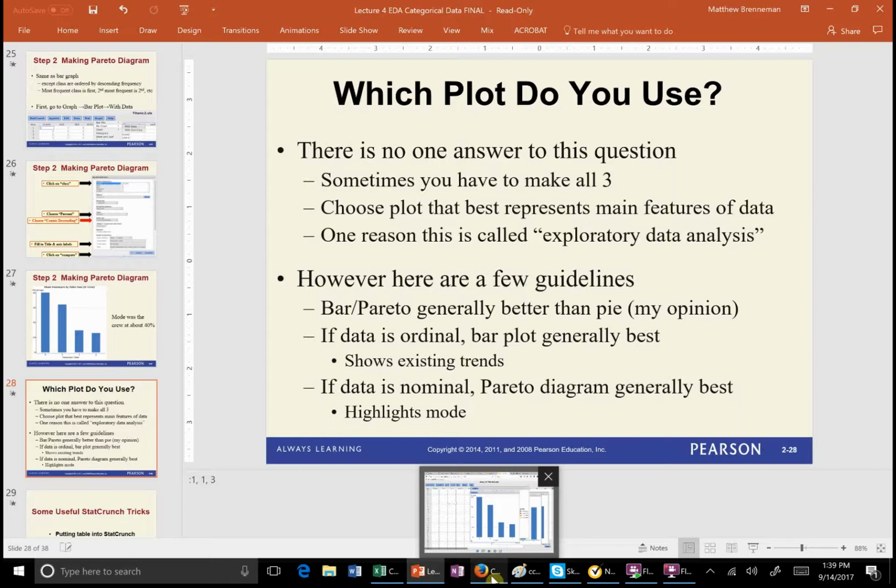If your data is ordinal, a bar plot's the best. In other words, if the data is actually kind of ordered, usually bar plot's the best. If the data is nominal, Pareto diagram is usually best. The reason why ordinal means they can be ordered.